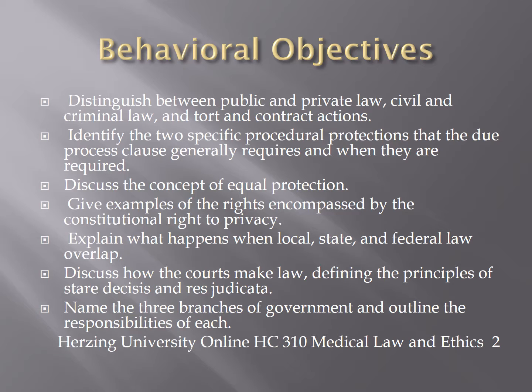As well, give examples of the rights encompassed by the constitutional right to privacy. Explain what happens when local, state, and federal laws overlap. Discuss how the courts make law. Define the principles of stare decisis and res judicata. Then, name the three branches of government and outline the responsibilities of each branch of the government.